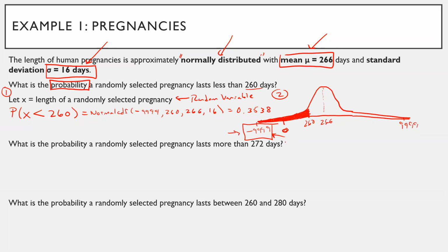All right, now can I move on and do this next one, a problem to the right? Okay. What is the probability that a randomly selected pregnancy lasts more? Now I'm asking you, what's the probability that that pregnancy lasts more than 272 days? Okay.